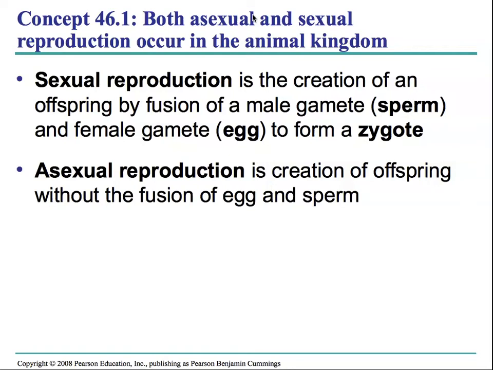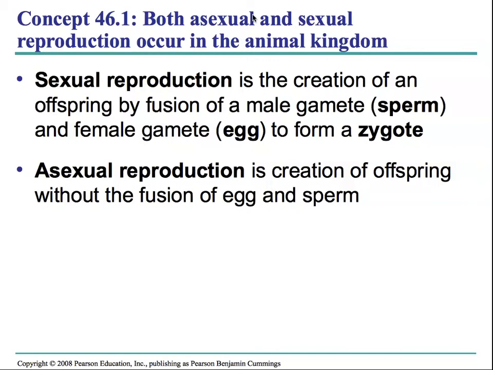So when you're thinking sexual reproduction, if you're putting two gametes together, it doesn't matter if those gametes are made by the same individual or two different individuals, although they're usually two different individuals, it's sexual reproduction. You have mixed up the DNA. Remember, making gametes by meiosis mixes up the DNA.